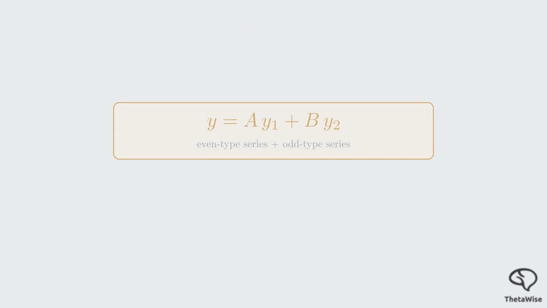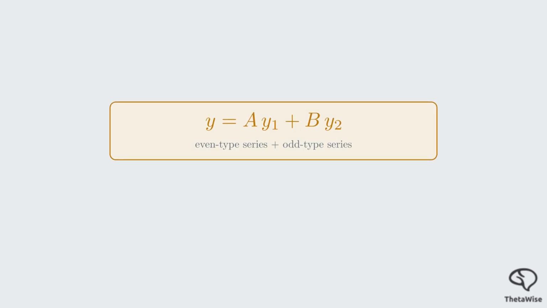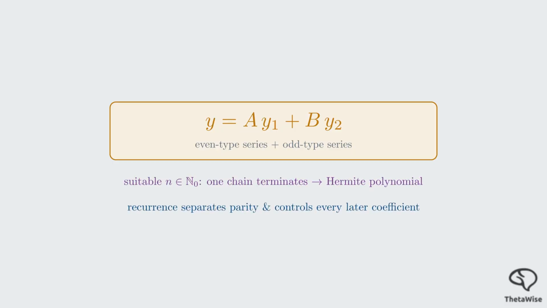Therefore, the general solution is a times y sub 1 plus b times y sub 2, one even type series and one odd type series. When n is a suitable non-negative integer, one chain terminates and becomes a Hermite polynomial. The recurrence has done the same job as before.